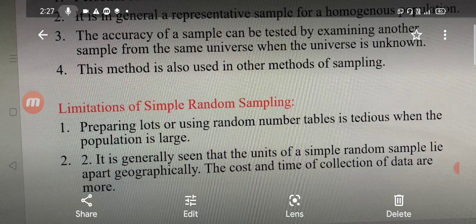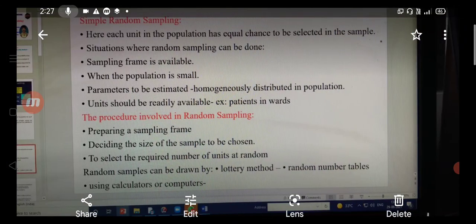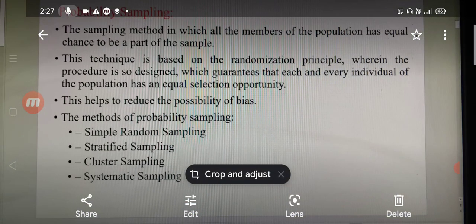So, here again the probability sampling is divided into 4 subunits: simple random sampling, stratified random sampling, cluster random sampling, and systematic random sampling. We just discussed the simple random sampling. In the next class we will discuss the other samplings: stratified random sampling, cluster random sampling, and systematic random sampling.